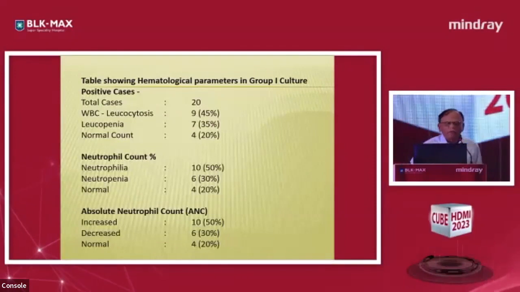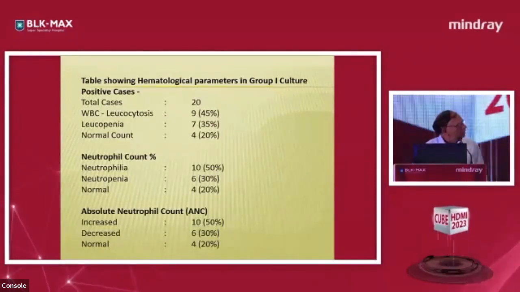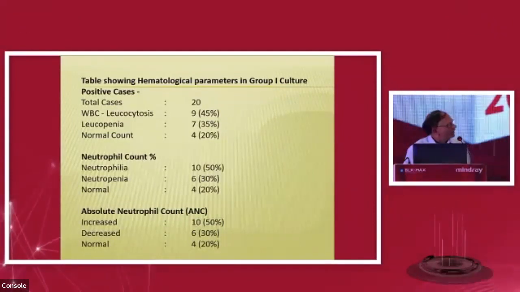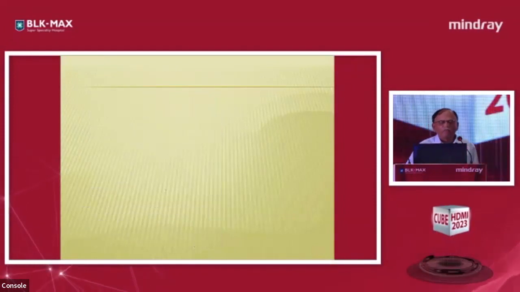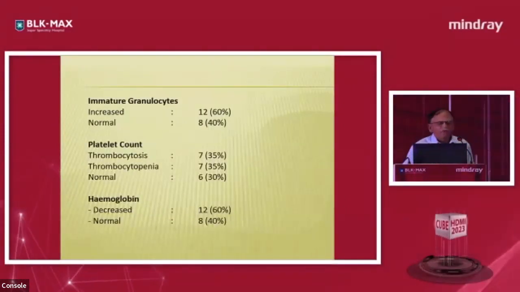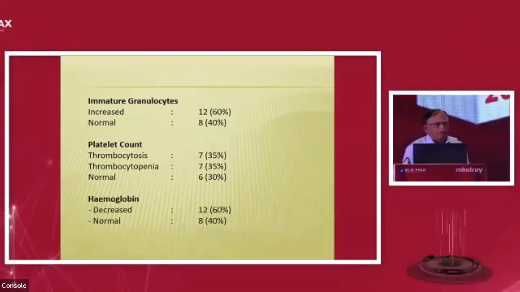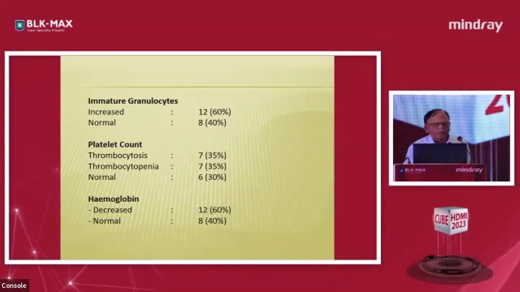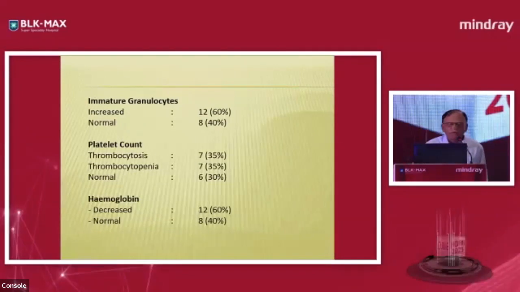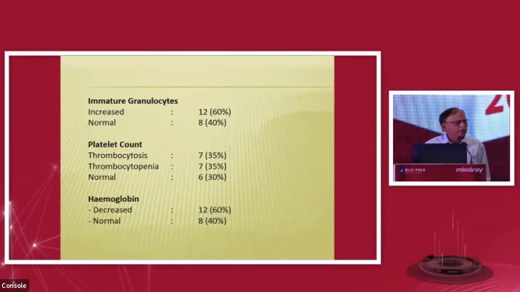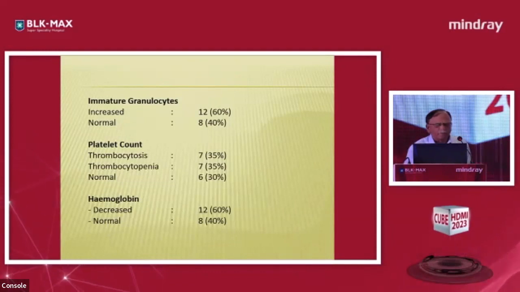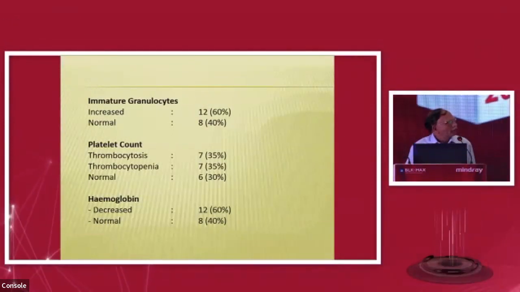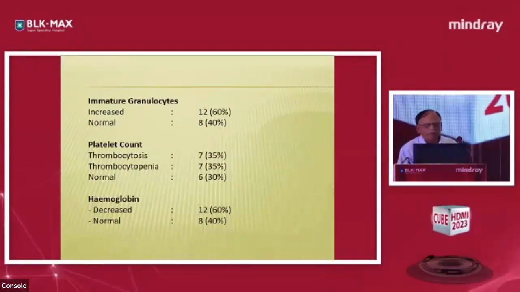And neutrophil count and absolute neutrophil count were increased in 10 cases and decreased in 6 cases and normal in 4 cases. And also immature granulocytes were increased in 12 cases out of 20, that is about 60% of the cases. And platelet count, we had both thrombocytosis and thrombocytopenia in 7 cases, and normal count was observed in 6 cases. And hemoglobin was surprisingly decreased in 12 cases out of 20. 60% of the patients had anemia.